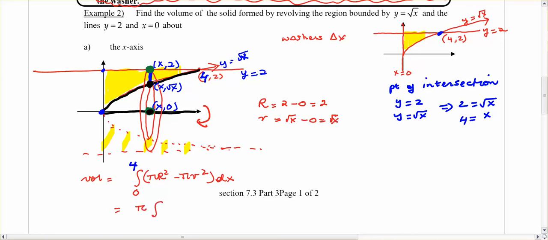Factor out the pi. My integral goes from 0 to 4. What is big R? It is 2. So it's 2 squared minus what's little r? Root x squared dx. And so that's pi integral 0 to 4 of 4 minus x dx. I'm going to write etc. because I know you can do that.